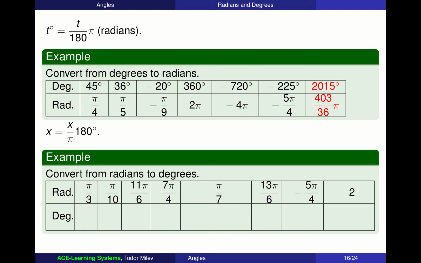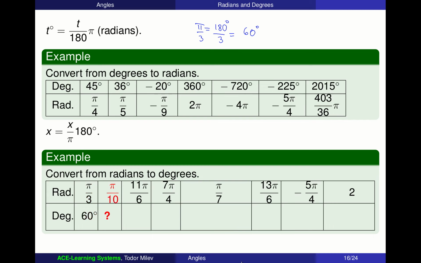Now let's convert from radians to degrees. So if I start with pi over 3 radians, how many degrees is that? Sure, you guessed it correctly, 60 degrees, right? Because if pi is 180 degrees, then pi over 3 is 180 degrees divided by 3, which is 60 degrees. 180 divided by 3 is 60.